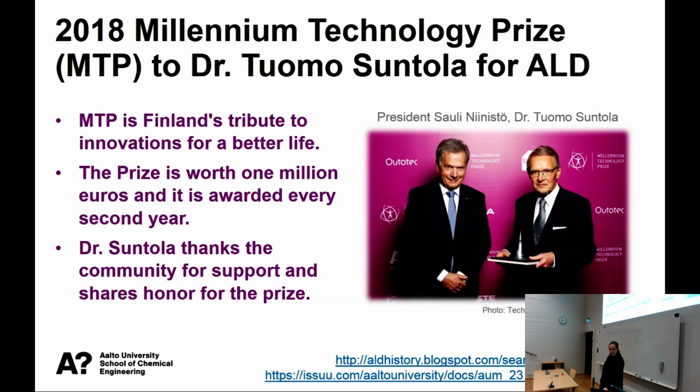Good. Now we can go. Oh yes, still a picture of this Millennium Prize. I was very, very happy. This was a dream come true for me, actually, that Suntola received this recognition. So this was last year given to Suntola. 2 years before, the Millennium Technology Prize was awarded to Francis Arnold. And do you know what he got last year? The Nobel Prize in Chemistry.